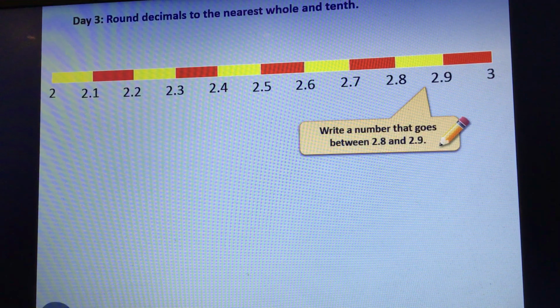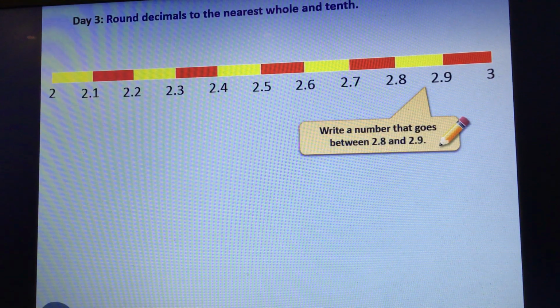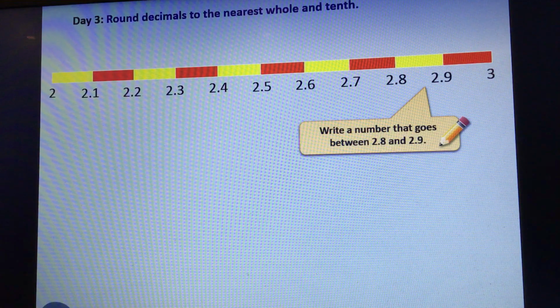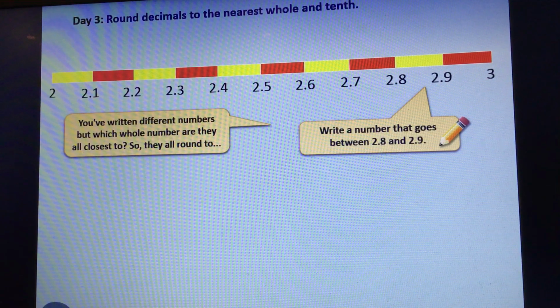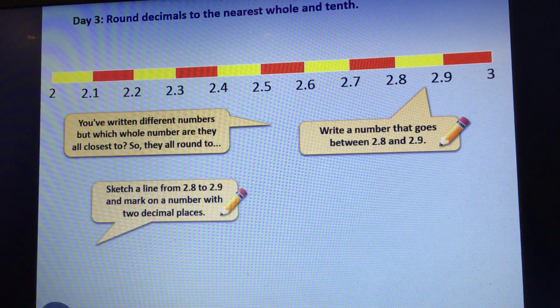Okay, let's go to this one. Right, here we are, 2.8 and 2.9. What number goes in between that? Have a go. And so you might have 2.87, you might have 2.88, you might have 2.8111, whatever. Lots of different numbers. However, they're all closest to which whole number? Yeah, they're closest to 3.